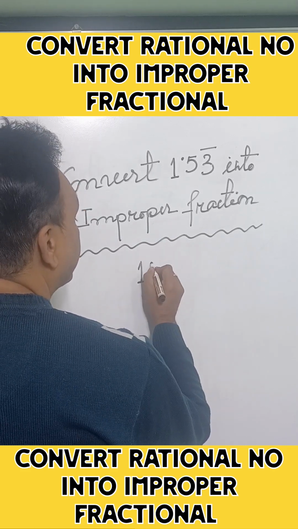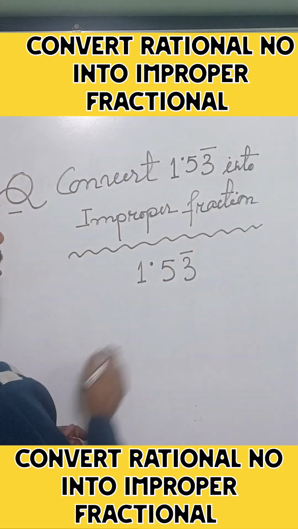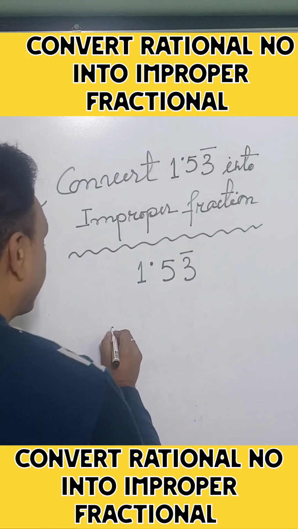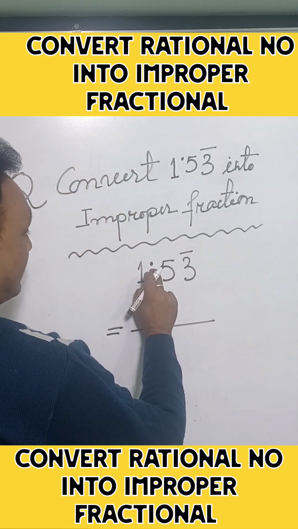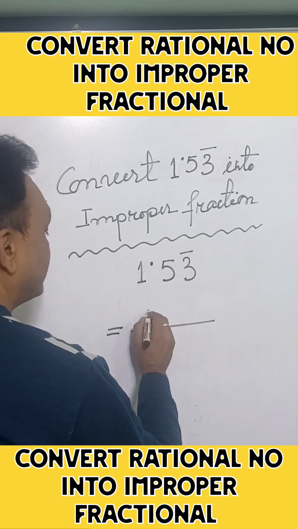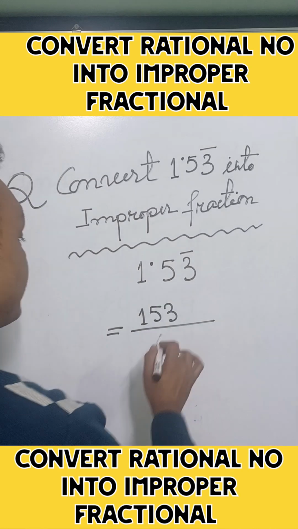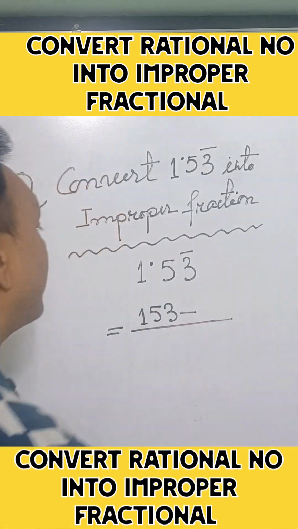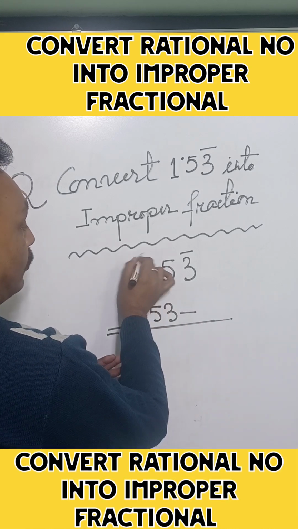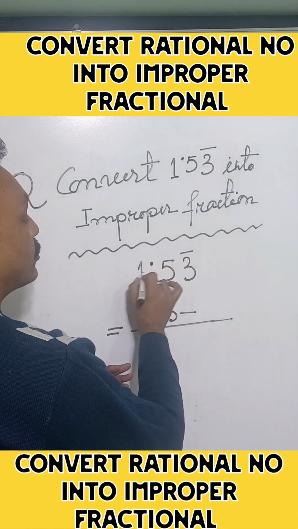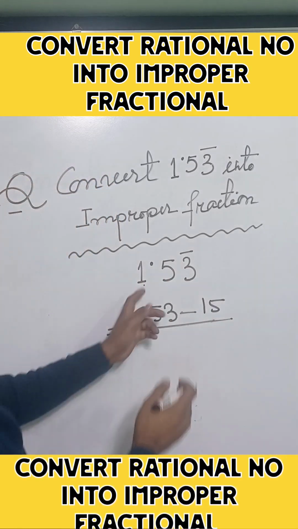The number given is 1.5, and there is a bar on top of the 3, right? So first you have to remove the bar as well as the decimal. If you remove the bar and the decimal, what will you get? 153 simply, right? Now you have to subtract the number where there is no bar. The number without bar is 1, 5, 15. You have to subtract 15.